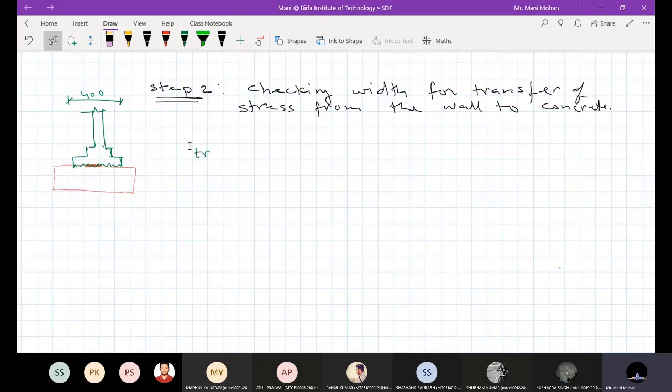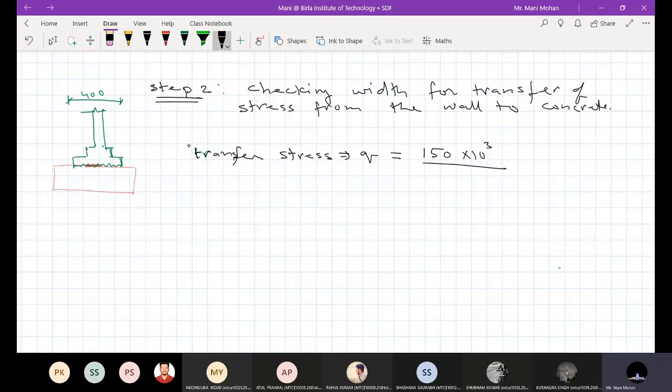So let me denote this transfer stress as Q. Again, I'm considering a 1 meter strip. So I have a load of 150 kilonewtons per meter. And please see, the 150 kilonewton load is actually acting at this particular interface, not the backfill. So that's why I'm not considering 165. I'm just considering the load which is coming from the wall directly to my footing. So it is 150 kilonewton.